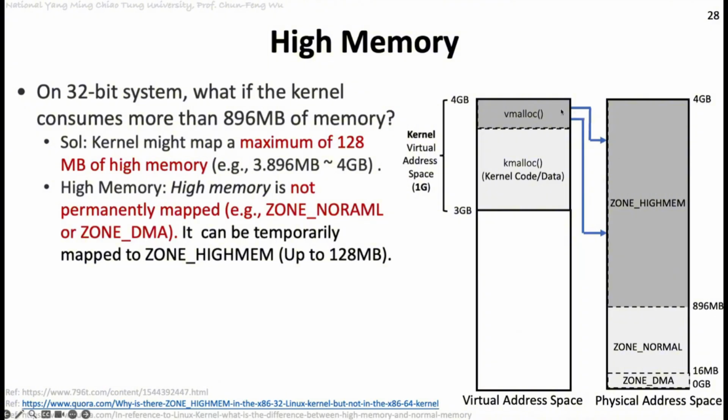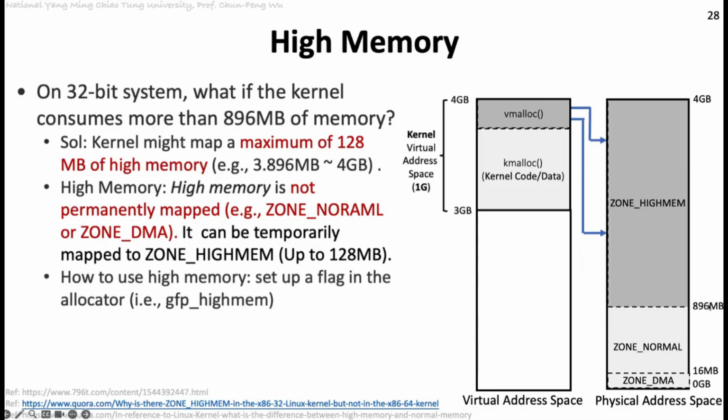It cannot be one-to-one mapping because it is not possible to do the calculation. So we need some way to do page table management to know where the data is in the high memory part. High memory is not permanently mapped. It can be temporarily mapped to here, zone high memory. For each virtual address space, there is 128 megabyte of this space to do this kind of virtual mapping.